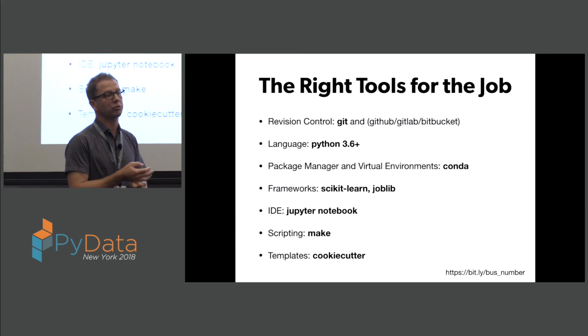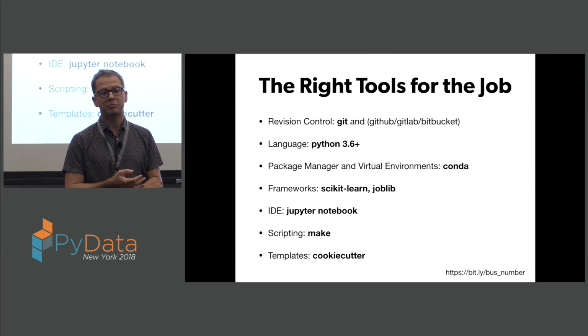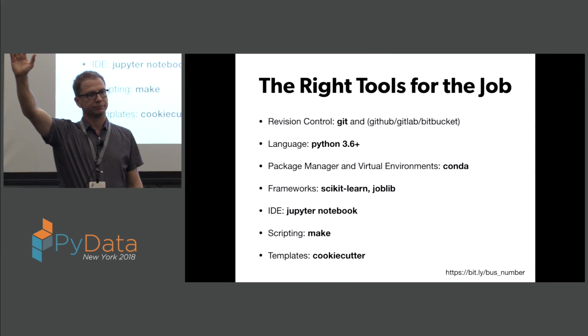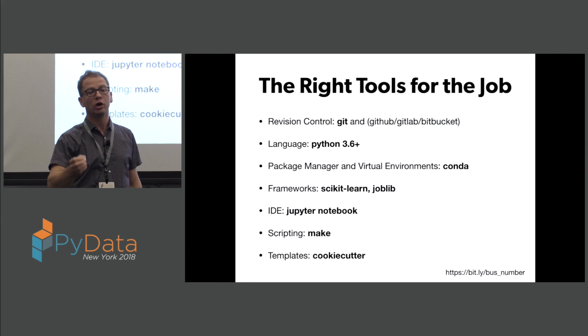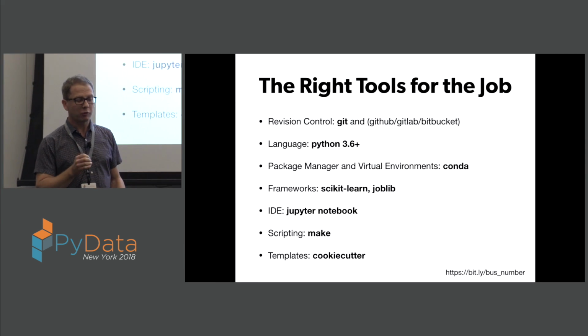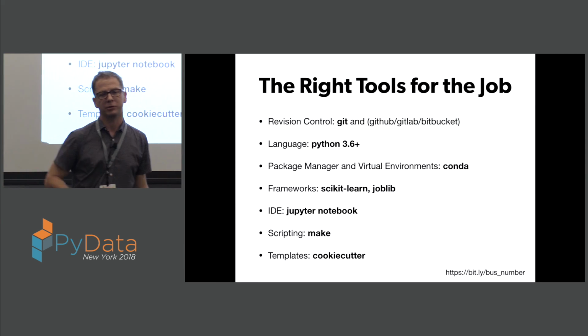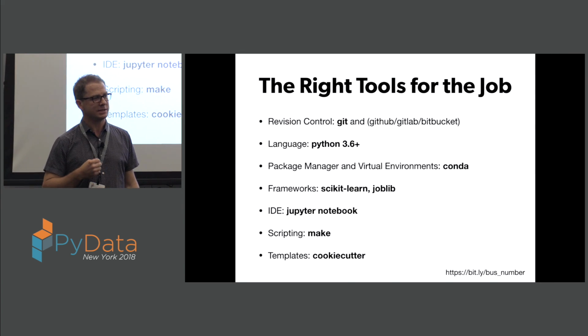Well, the very first one is revision control. How many people here use Git? Excellent. Git is wonderful for source code. Git is wonderful for maintaining revisions of text documents. How is Git for maintaining data sets? Not so good. Why? Lots of reasons.